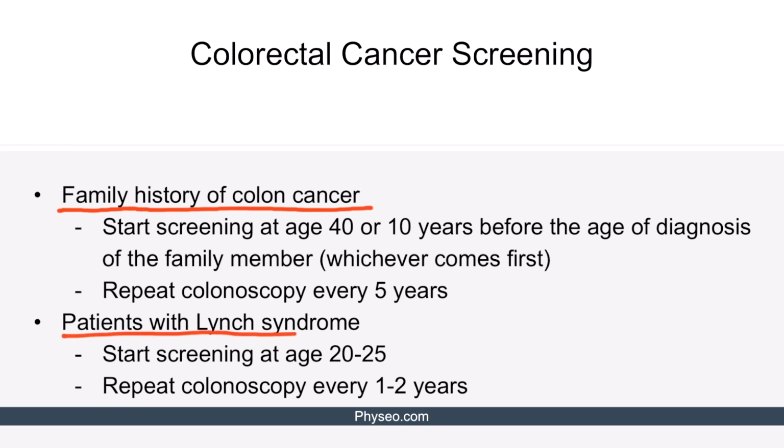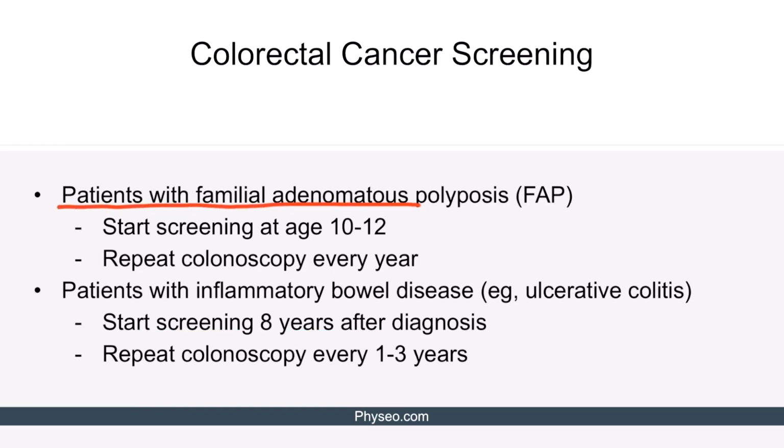And for patients with Lynch syndrome, clinicians should start screening at age 20 to 25, and patients should obtain a repeat colonoscopy every 1 to 2 years. Now, for patients with familial adenomatous polyposis, or FAP, clinicians should start screening at age 10 to 12, and patients should obtain a repeat colonoscopy every year. So basically, if they have a genetic condition, then you're going to use a colonoscopy basically every year.